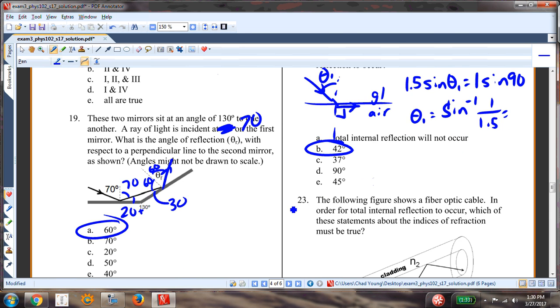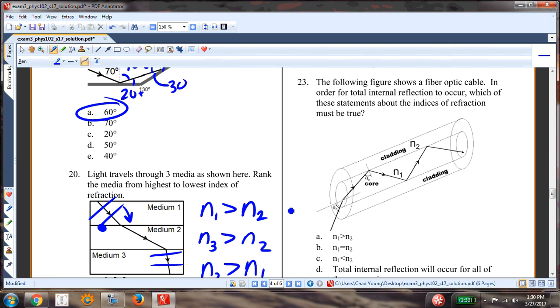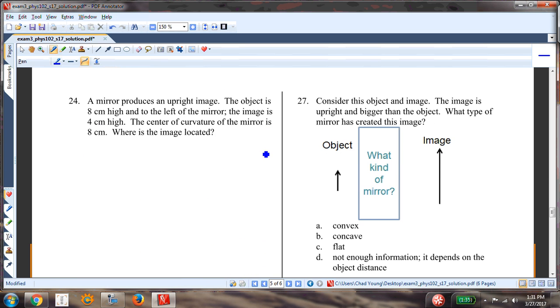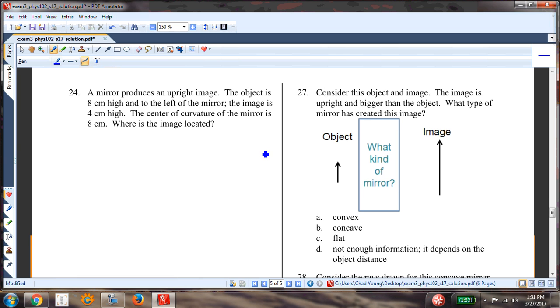The following figure shows a fiber optic cable. In order for total internal reflection to occur, which of these statements about the indices of refraction must occur? Well, you can have fiber optics that's just glass within air on the outside, or you can have a cladding, because sometimes you might want to protect the integrity of that core, but it always has to be that N1 has a bigger index of refraction than N2. N1 must be bigger than N2 for that total internal reflection to occur. Mirror produces an upright image.